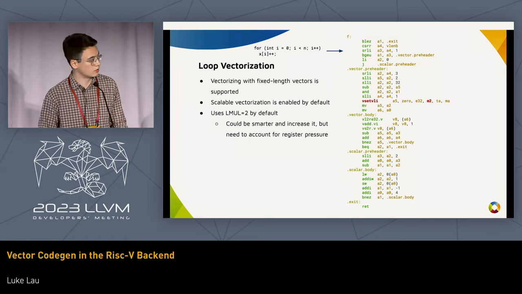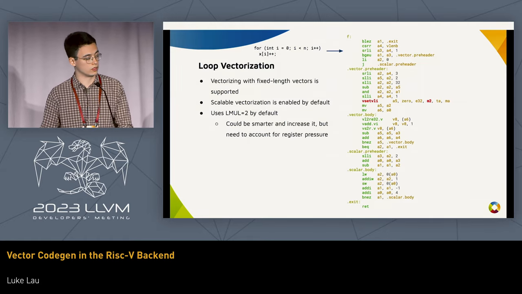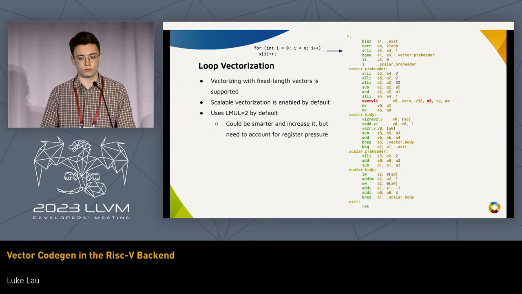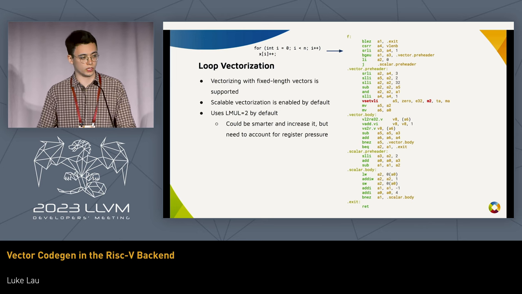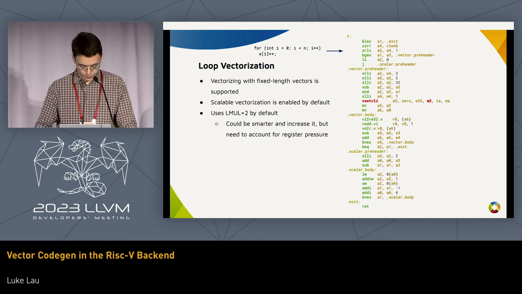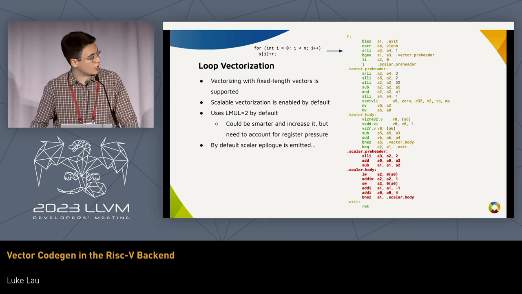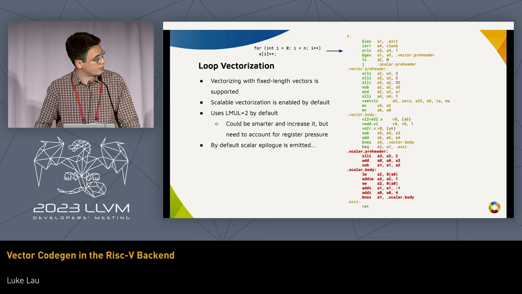So this would be something that would be great to teach the loop vectorizer about, but we do need to keep in mind that we would also have to start reasoning about register pressure when choosing an LMUL. And you can see at the bottom that we also have a scalar epilogue.